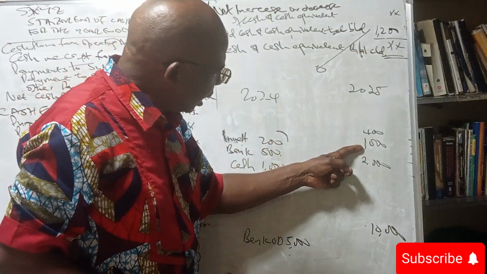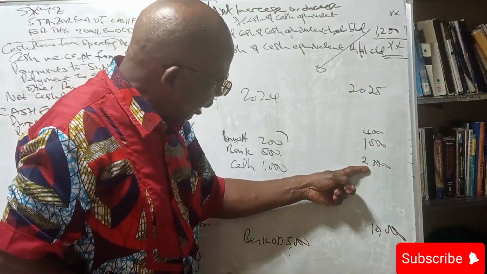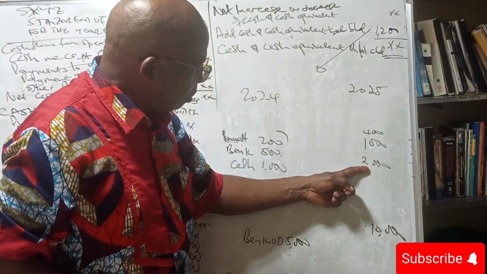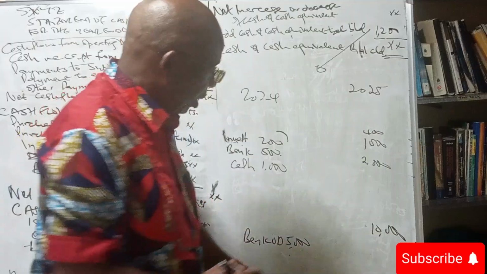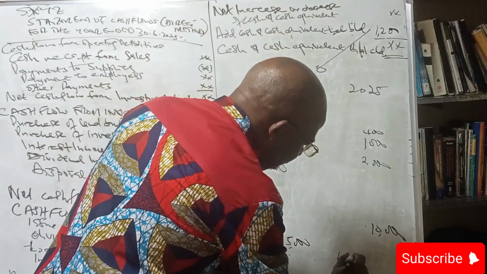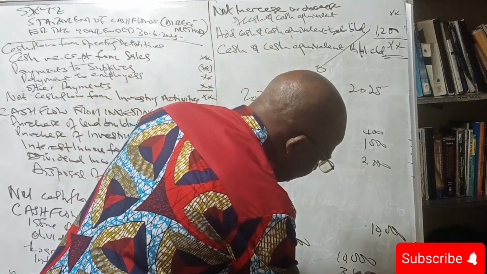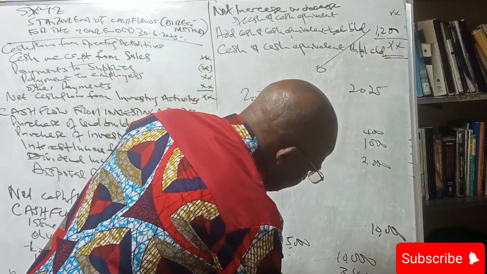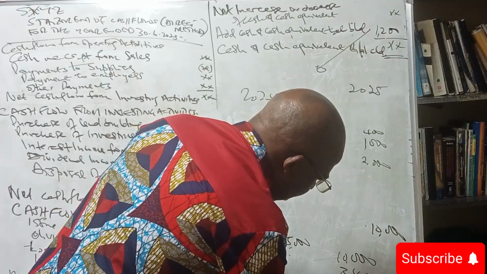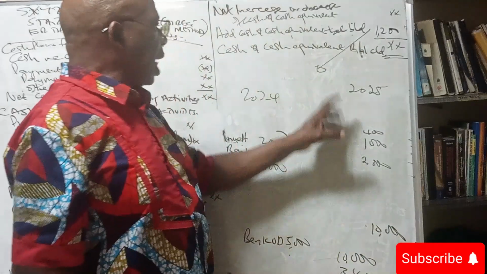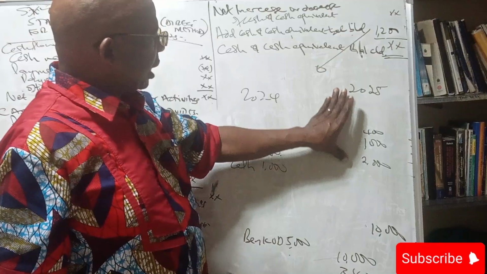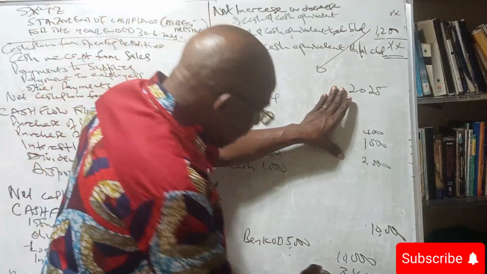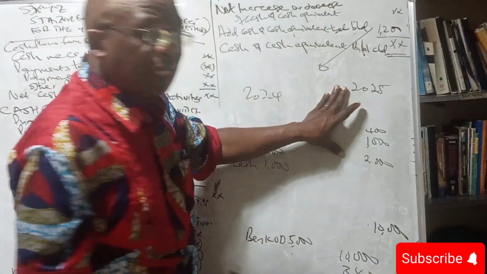This is 1,400, this is 3,400. 3,400 minus 10,000, that is 6,600. Now, you can see here, our cash and cash equivalent at the end of 2025 is negative 6,600.